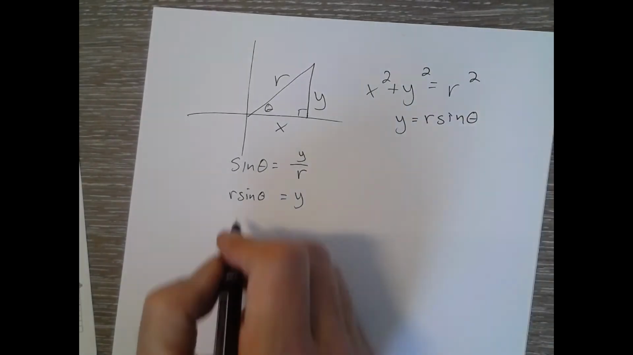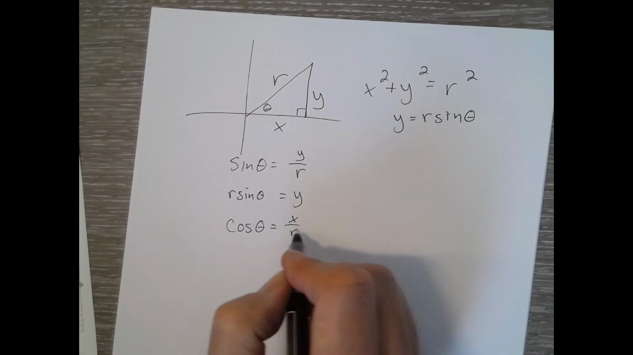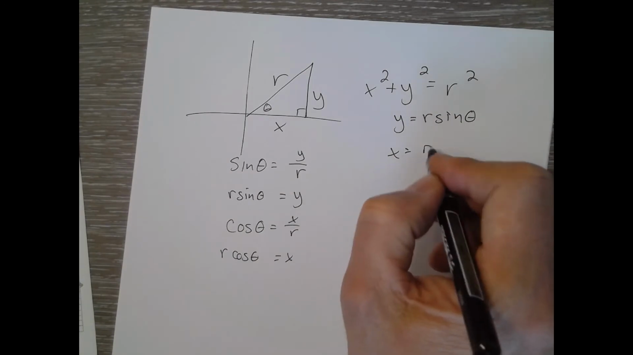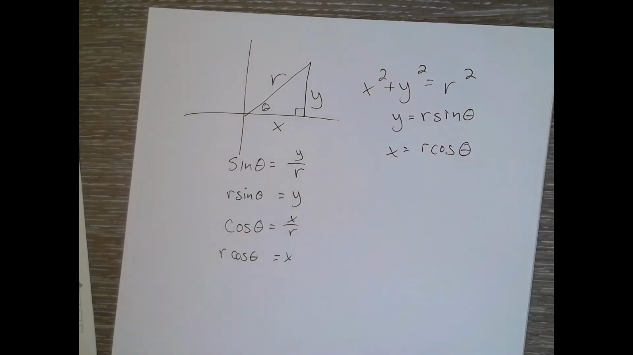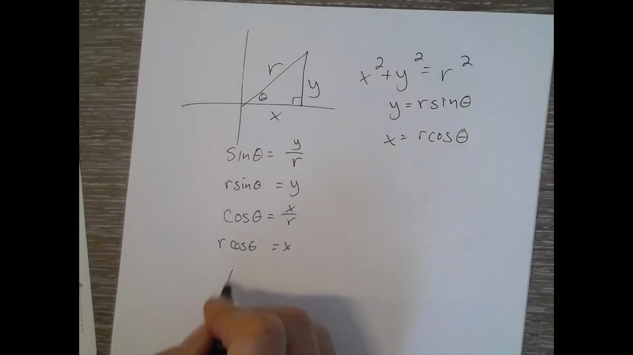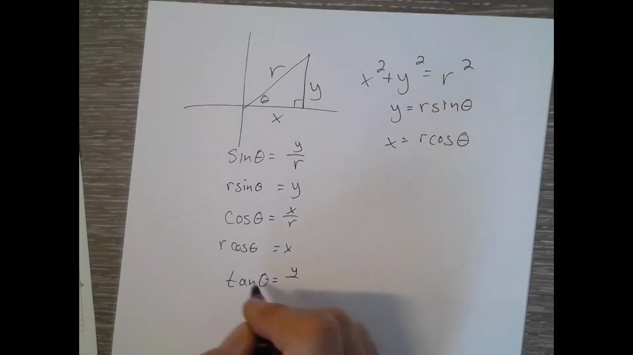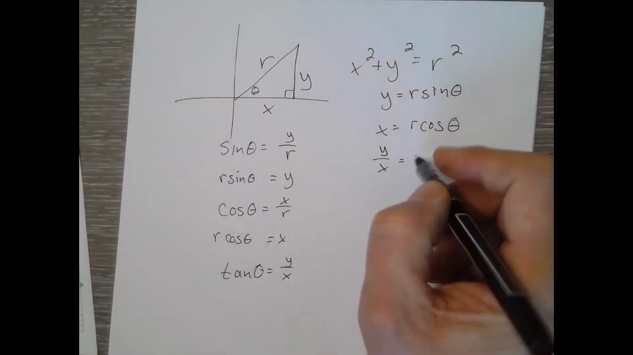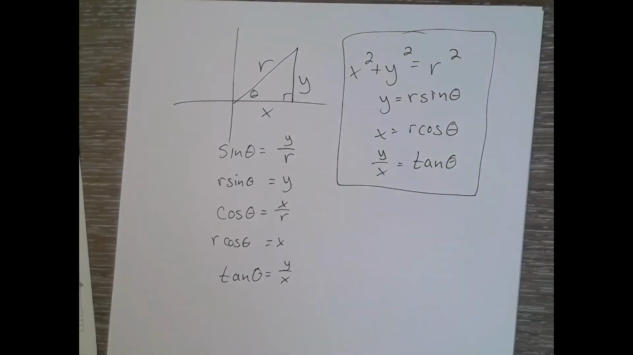We could do the same thing with cosine. We know that the cosine of theta is equal to adjacent over hypotenuse. So x is equal to r cosine theta. And the last formula that relates the rectangular and polar coordinate systems, you could say that the tangent of theta is equal to opposite over adjacent. So if you ever have a tangent theta, you could just call that y over x. So y over x is equal to the tangent of theta. These are your four formulas that you can use to go back and forth.